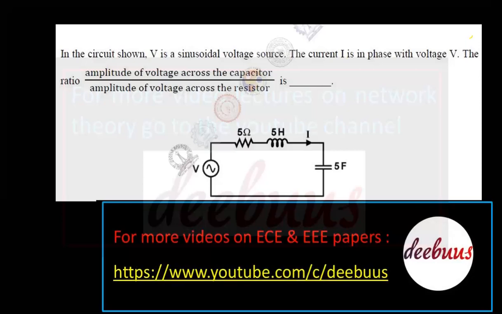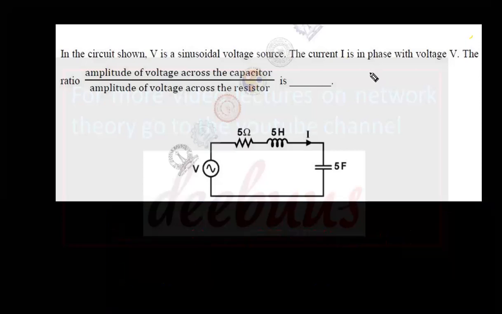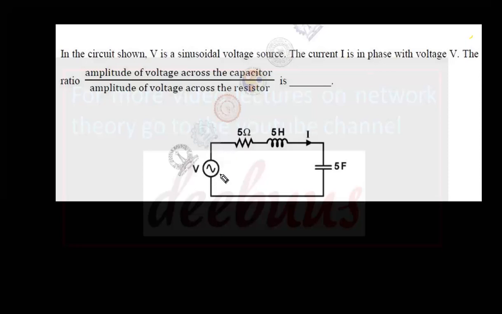Today we are going to check on GATE 2017 Set 2 paper, and in this video session we are primarily focused on network theory. So moving to the first question, in the circuit shown V is a sinusoidal voltage source. The current I is in phase with the voltage V. The ratio of the amplitude of voltage across the capacitor to the amplitude of voltage across the resistor is? So it is mentioned that the current is in phase with the voltage.